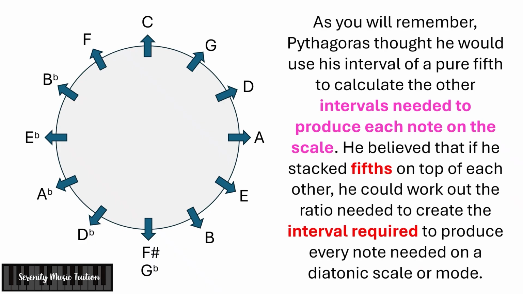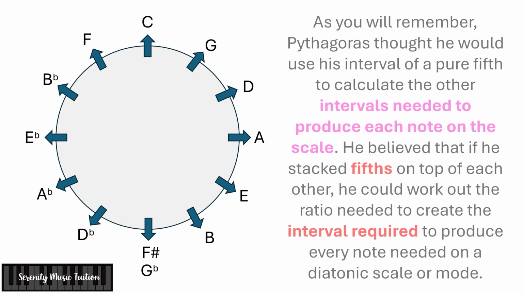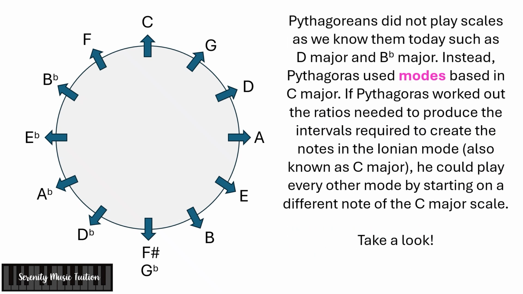As you will remember, Pythagoras thought he would use his interval of a pure fifth to calculate the other intervals needed to produce each note on the scale. He believed that if he stacked fifths on top of each other, he could work out the ratio needed to create the interval required to produce every note needed on a diatonic scale or mode. Pythagoreans did not play scales as we know them today, such as D major and B flat major. Instead, Pythagoras used modes based in C major.